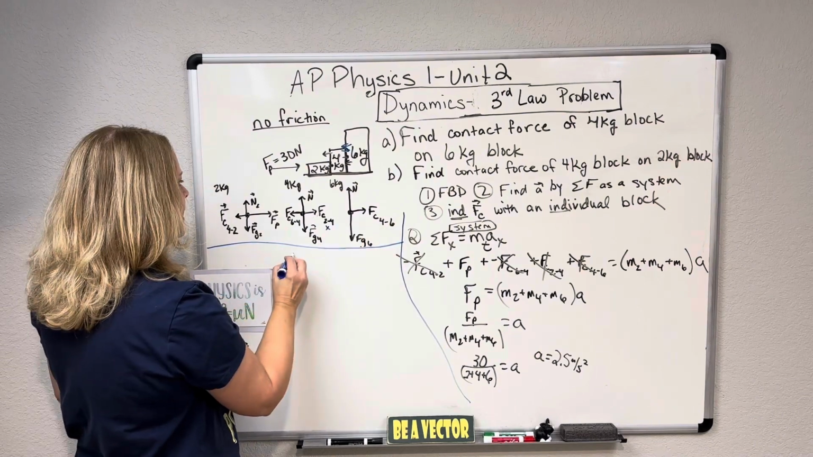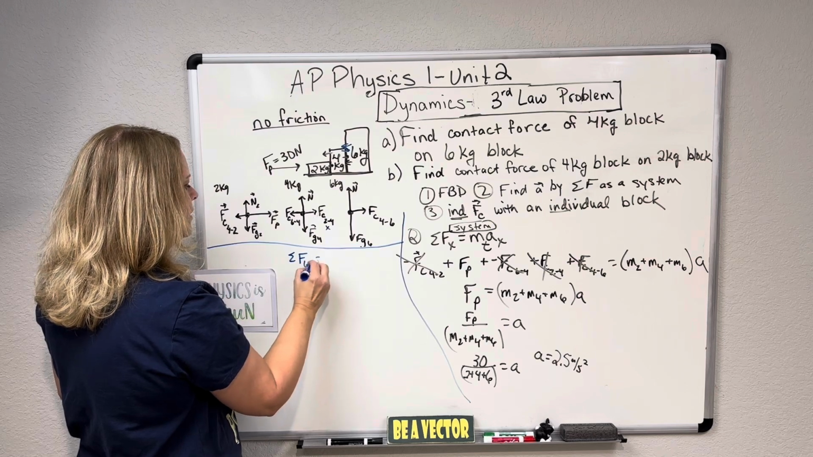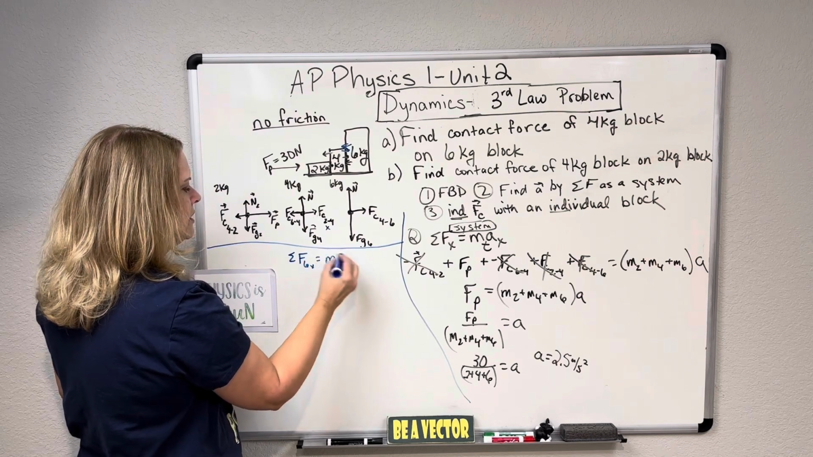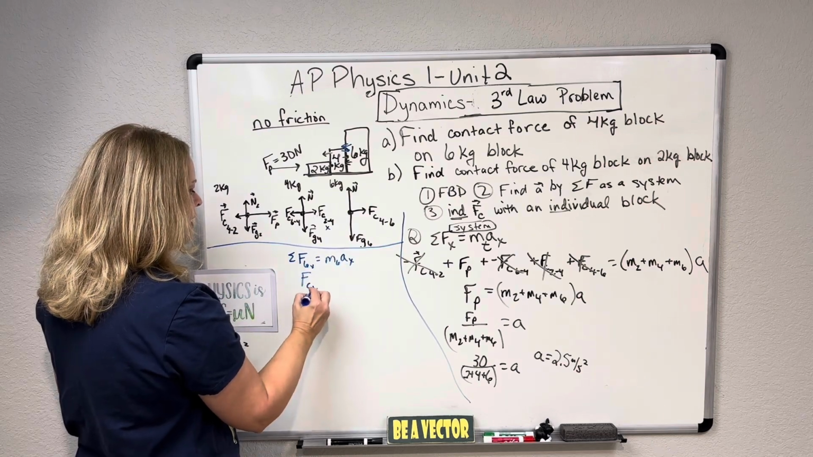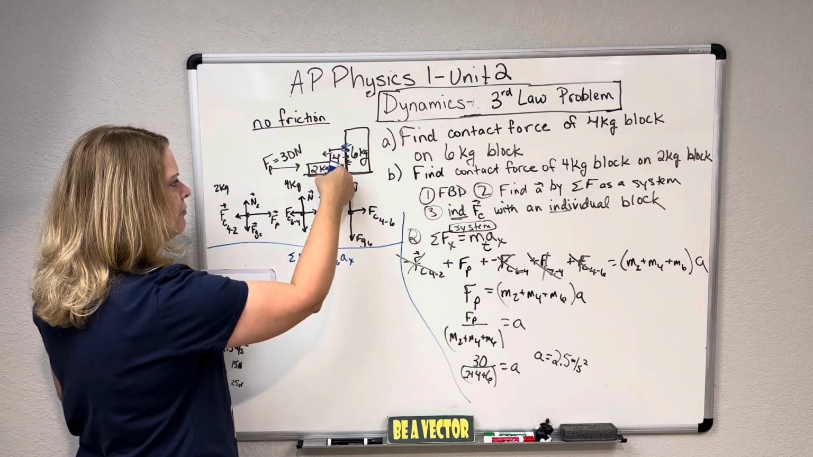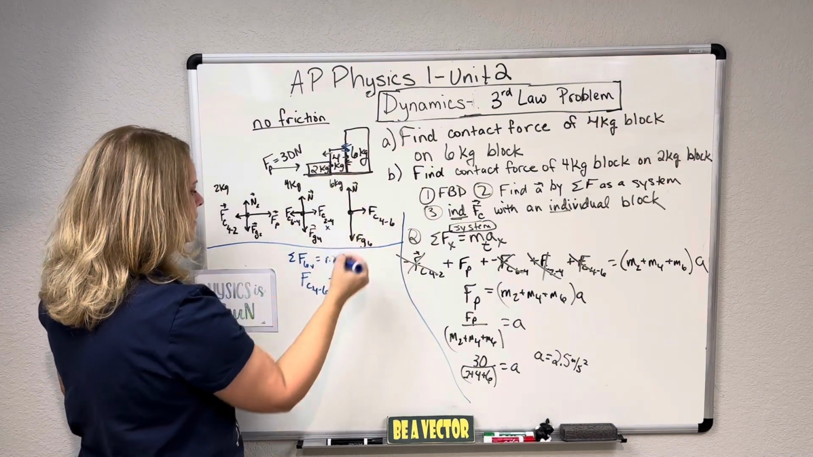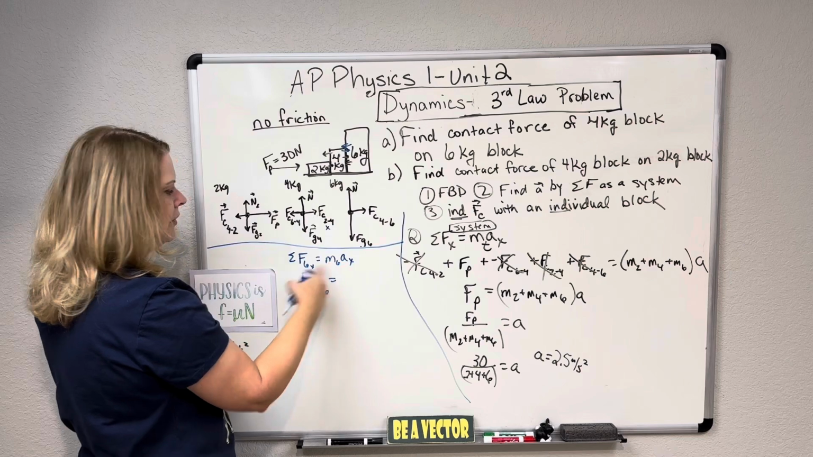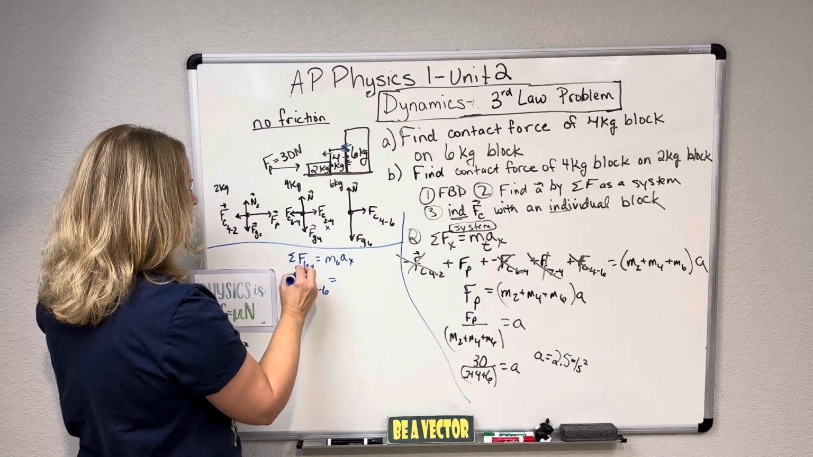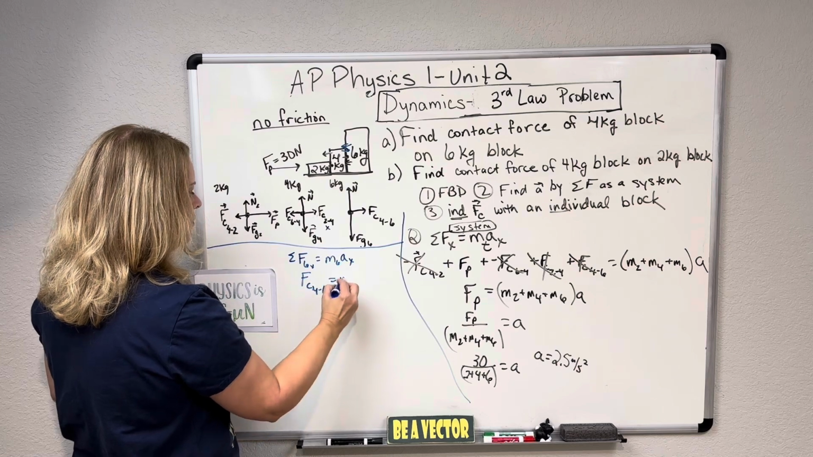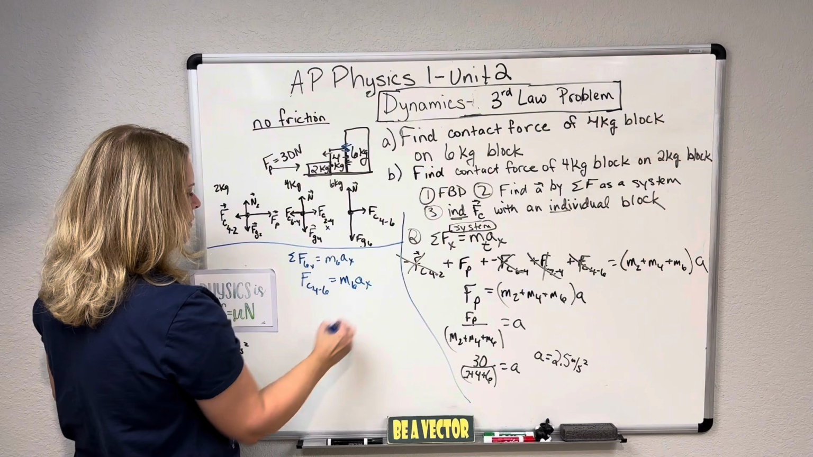So I'm going to use this block. I'm going to sum my forces on the 6 kilogram block in the x direction, and that's going to be the mass of the 6 kilogram. I only have one force. It's the contact force of the 4 pushing on the 6. And they wanted this contact force, so I've already solved it. We're going to sum the forces in the x. That equals the mass of that 6 kilogram times the acceleration in the x.